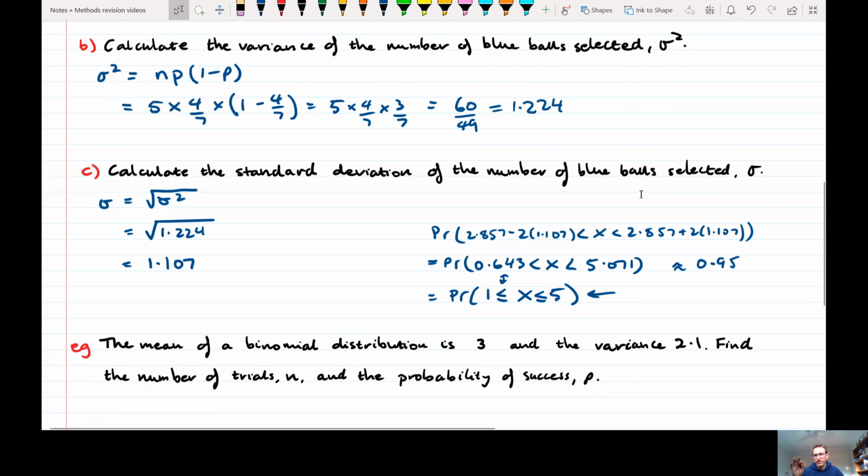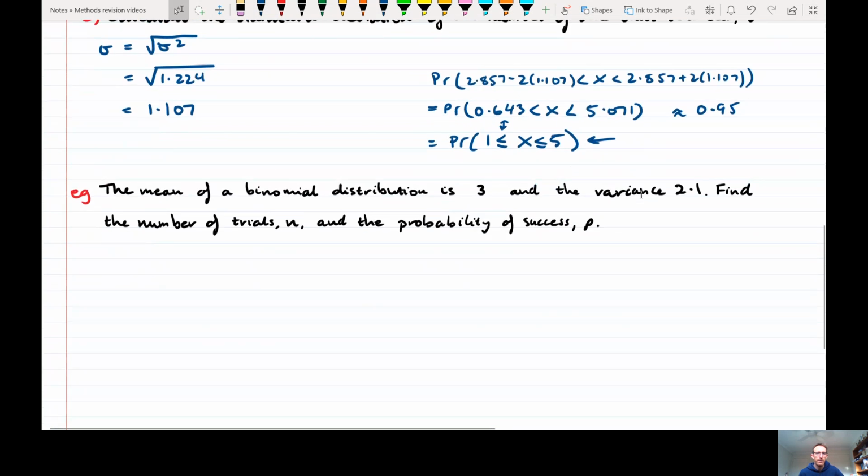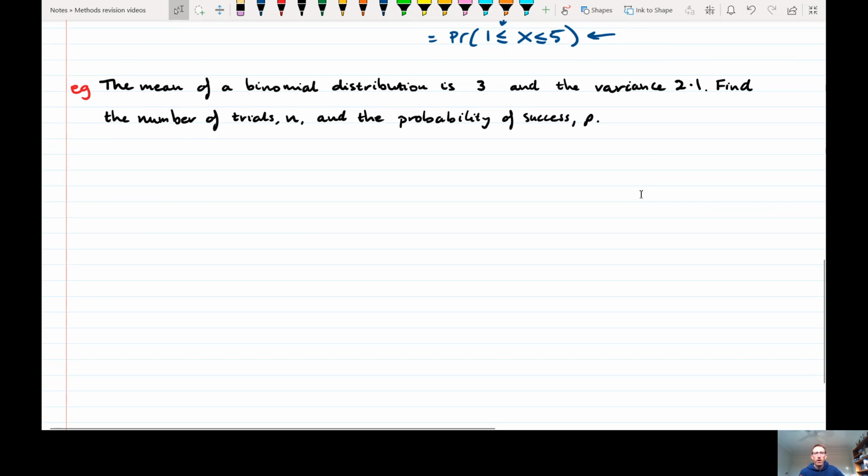They're the most straightforward ways to calculate it, but you can also get given something like this. The mean of a binomial distribution is 3, and the variance is 2.1. Find the number of trials and the probability of success. So I know that X is binomially distributed, N and P. I don't know N, don't know P. I've been asked to find it. So let's do that.